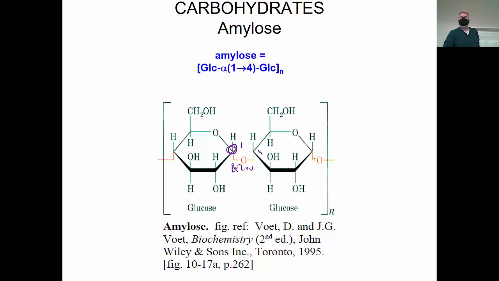This next one, same thing. Here's the anomeric carbon, 1. It's alpha, and it'll be linked to carbon 4 of the next glucose. And this will continue until it makes a huge chain. So this is what I'm saying. It's made up of a single thing, glucose, and it's all the same linkage, alpha-1,4, alpha-1,4, alpha-1,4, alpha-1,4.